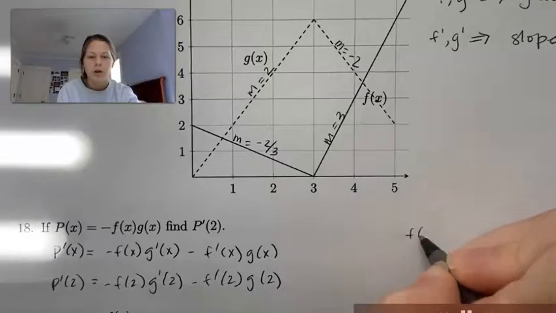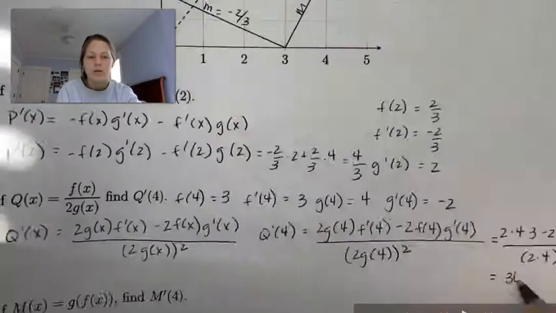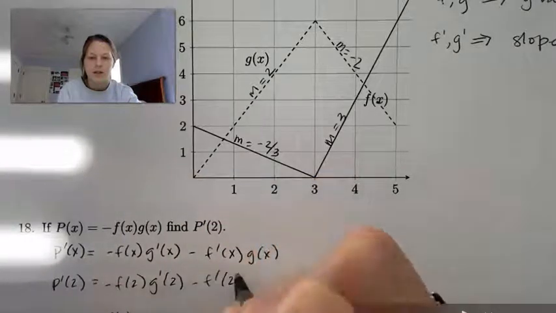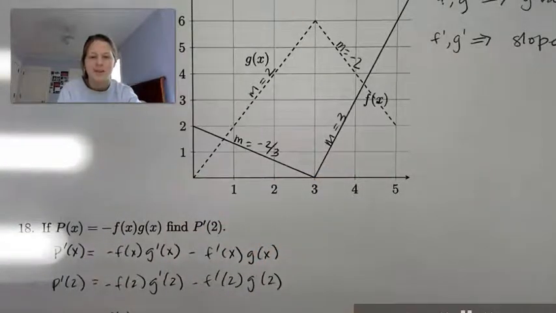Before we can find these values, sorry about that. Pretend I did not fast forward. Before we can find these values, we're going to go ahead and write them out over here to make it easier to plug in.